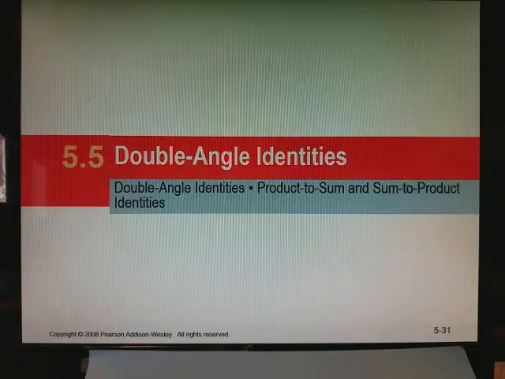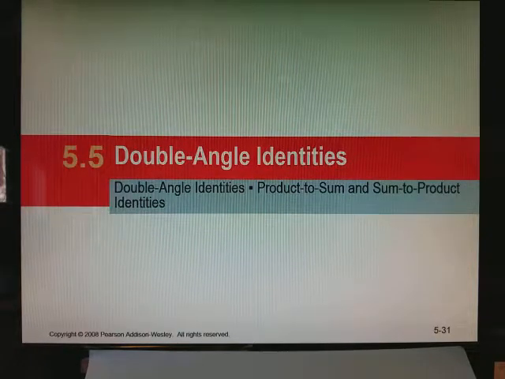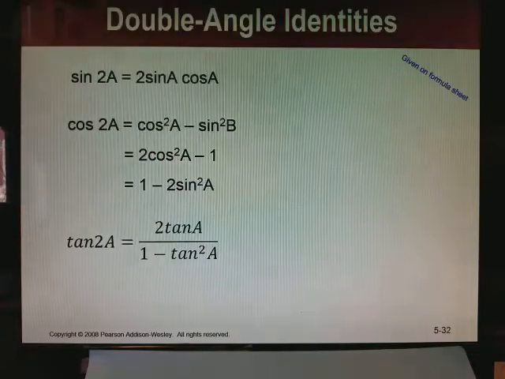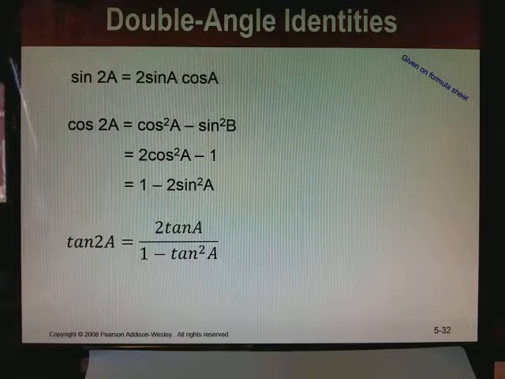Right, Trig, Chapter 5, Lesson 5, Double Angle Identities today. So the double angle identities, these are given on your formula sheet.